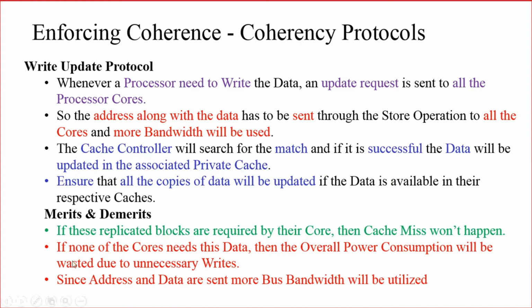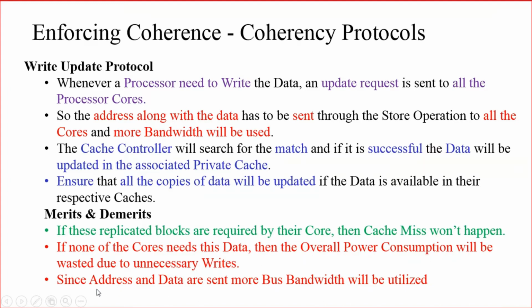Then what are the disadvantages? If a core needs the data, then cache miss won't happen. But if none of the cores need the data, then what has happened? We have made unnecessary writes and power consumption will be increased. Since we are updating all the copies of the same data present in several cores, by performing this unnecessary write of the data in all the cores, we are increasing the overall power consumption. That is the first disadvantage.